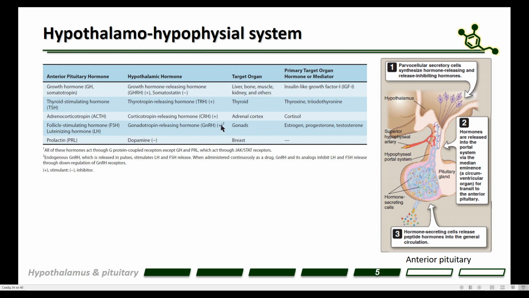Then we also have gonadotropin releasing hormone, GnRH, which will stimulate the production of follicular stimulating hormone and luteinizing hormone. And for prolactin, we'll have dopamine, that's for the mammary gland and milk production. So that's the connections of the hypothalamus and anterior pituitary, the hypothalamo-hypophyseal system.